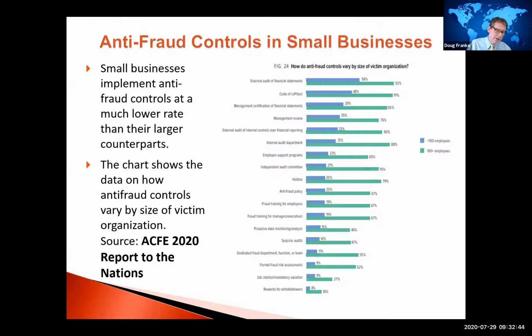The next one is a code of conduct, and that's 48% versus 91%. So again, corporates have a code of conduct, and they expect people to live by those codes. But NGOs, okay, it's only 48%. Next is that management certifies the financial statements. Well, frequently in NGOs, those managers are not financial people. They can't read the financial statements, okay? So that is 39% versus 85%, okay?